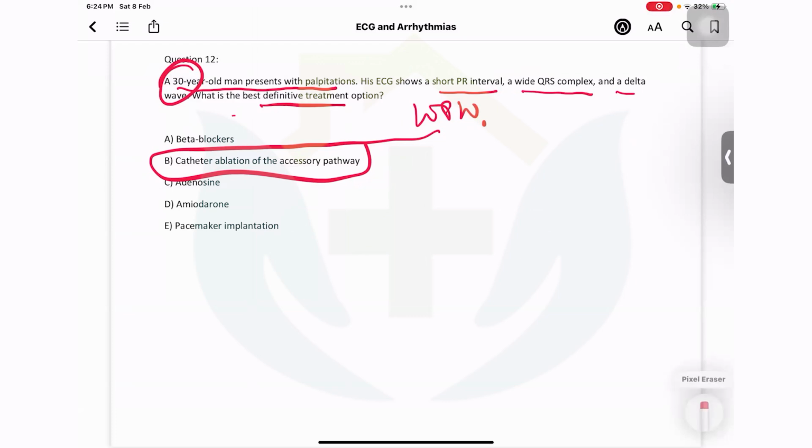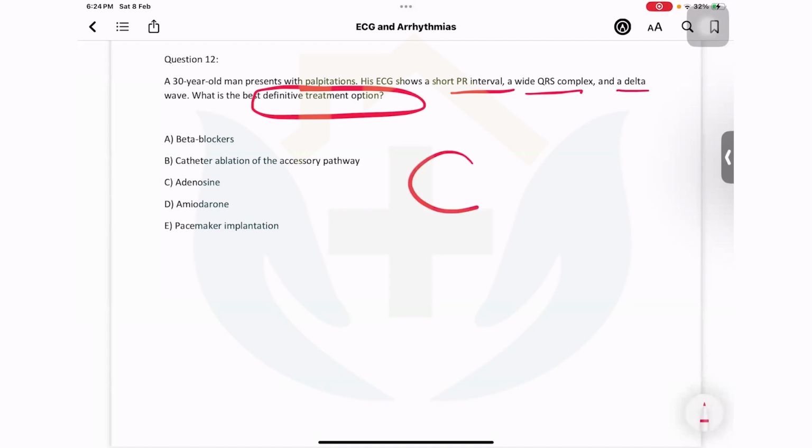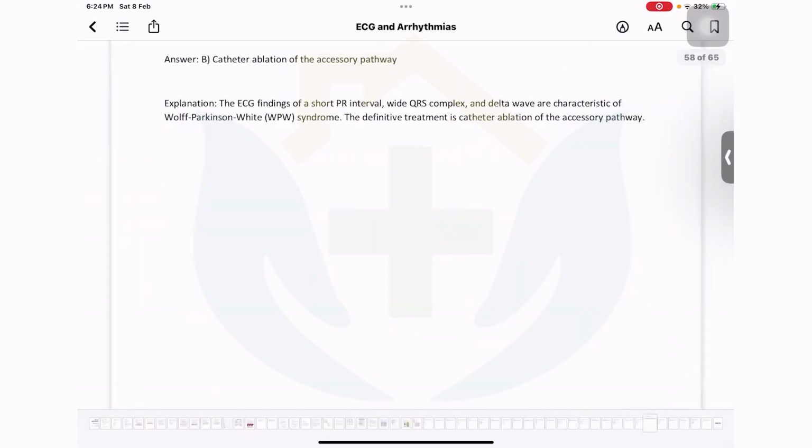Okay. This patient, 30-year-old young boy, coming with palpitations. ECG shows a short PR interval, wide QRS complex, and a delta wave. What is the definitive treatment option? Definitive. Catheter ablation. So WPW, you will burn the accessory pathway. Okay. So catheter ablation.